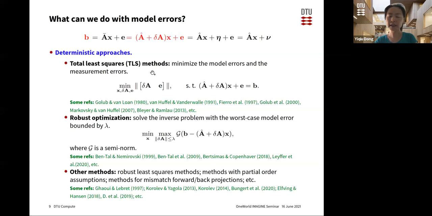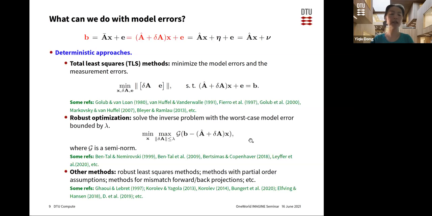The idea of the total least square method is that we try to minimize the model error and the measurement error such that the linear system still is satisfied. This type of method was mainly developed by the linear algebra community. According to perturbation theory, there are many very beautiful theories studying the bound of the reconstruction according to the model error and measurement error. There are many good theories.